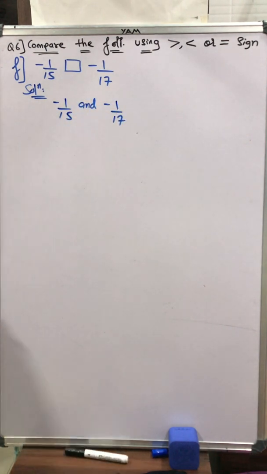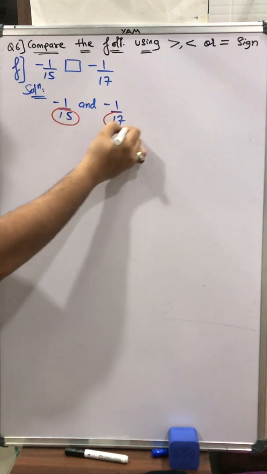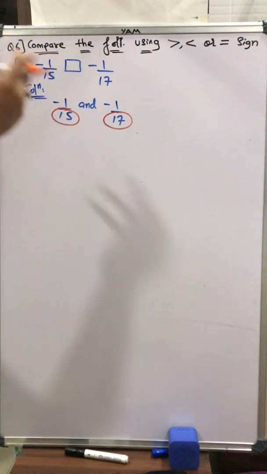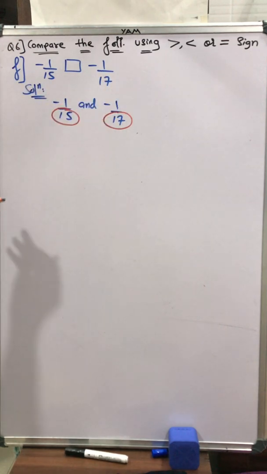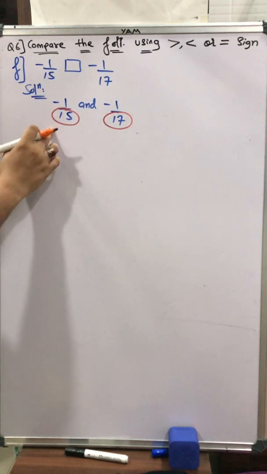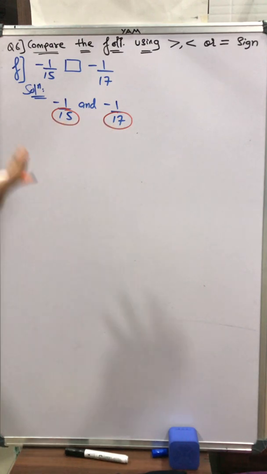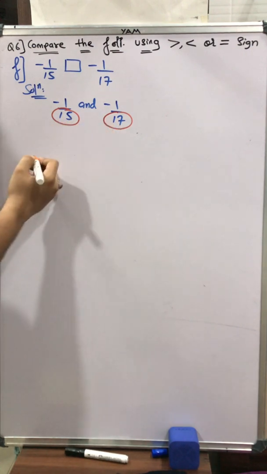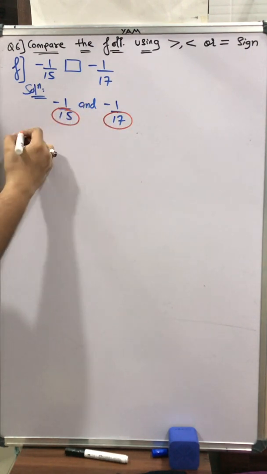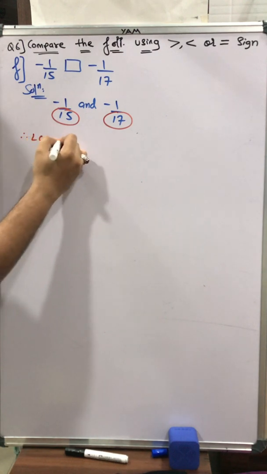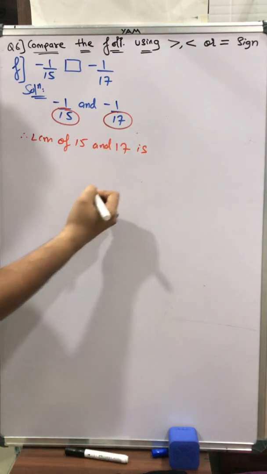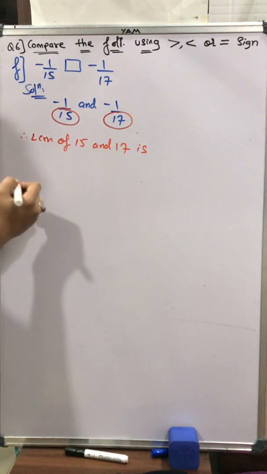And students, as always, the deciding factor will be the denominators. That means first step, we have to make the denominators same, and then we can easily decide based on the numerators. If we don't make the denominators equal, we cannot say anything. So the next step will be, we'll take LCM of 15 and 17, because I have to make both the denominators equal.